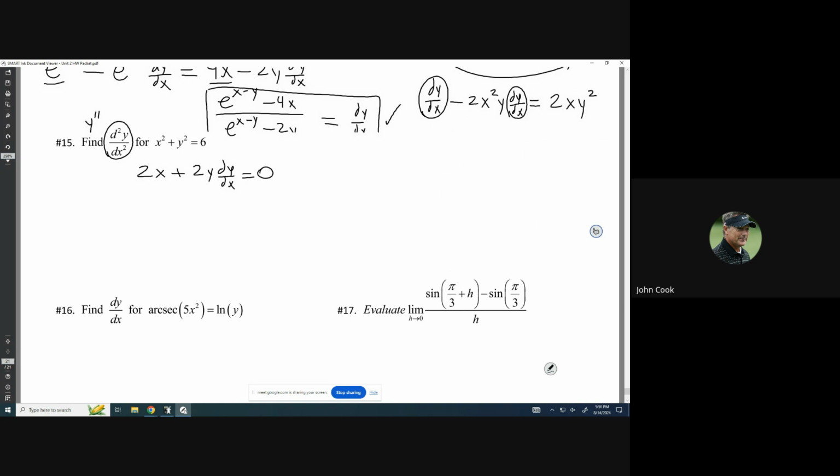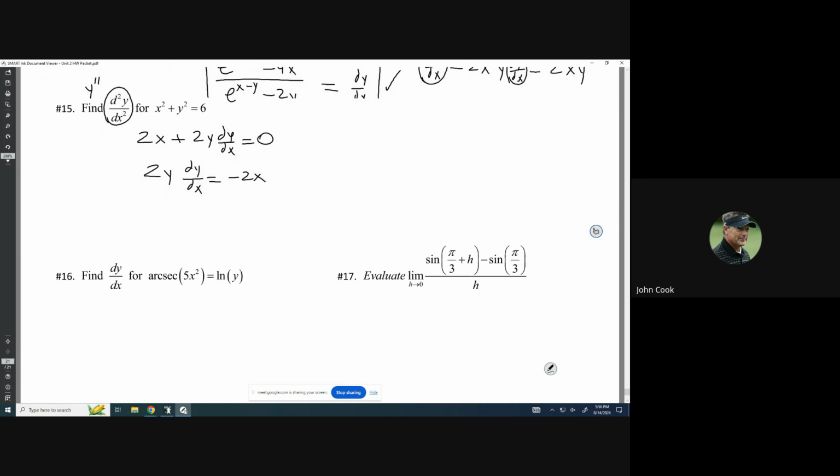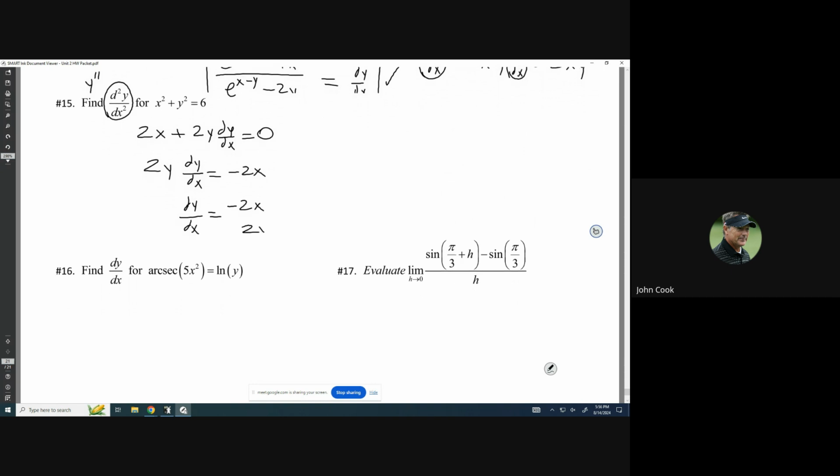If I want to get dy dx all by itself, I would move the 2x to the other side, and then I divide by 2y on both sides. So I get dy over dx is equal to negative 2x over 2y. Since I have to find the second derivative, I'd probably simplify this a little bit. Notice that the 2's divide out, so I just get negative x over y. There's my first derivative.